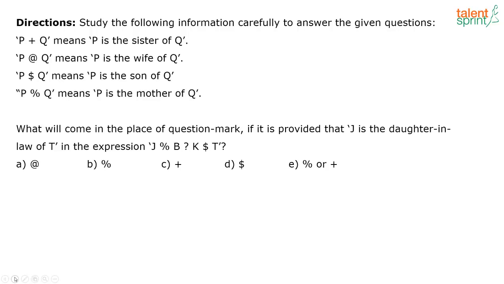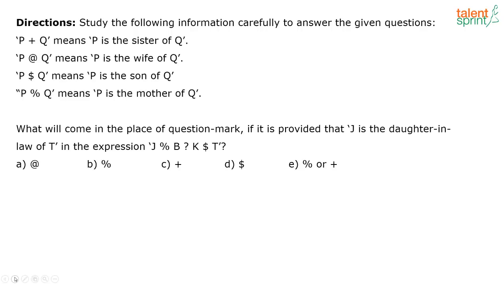So the next question is there on your screen. I think these questions were part of the daily test that was held last week. P plus Q means P is the sister of Q. P ampersand Q means P is the wife of Q. P dollar Q means P is the son of Q. P percentage Q means P is the mother of Q. What will come in the place of the question mark if it is provided that J is the daughter-in-law of T in the expression? As follows.